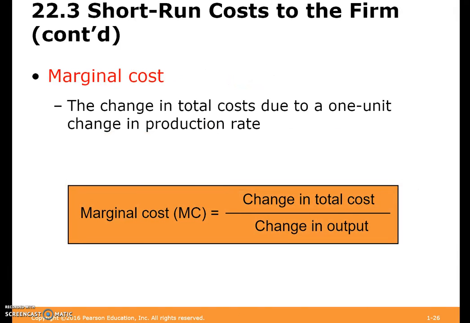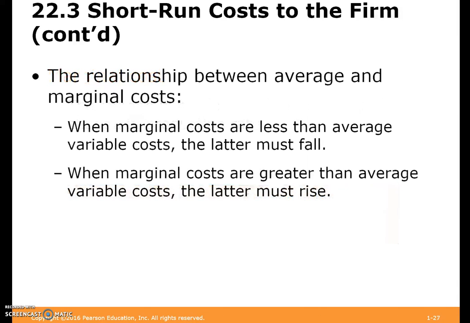Marginal cost is the change in total cost due to a 1 unit change in the production rate. Right? It's marginal. It's additional again. The relationship between average and marginal cost. Remember I talked about it. I said there would be a nice little relationship between the two.